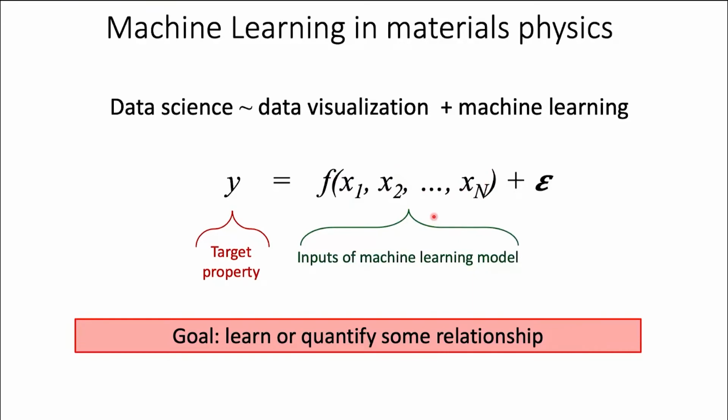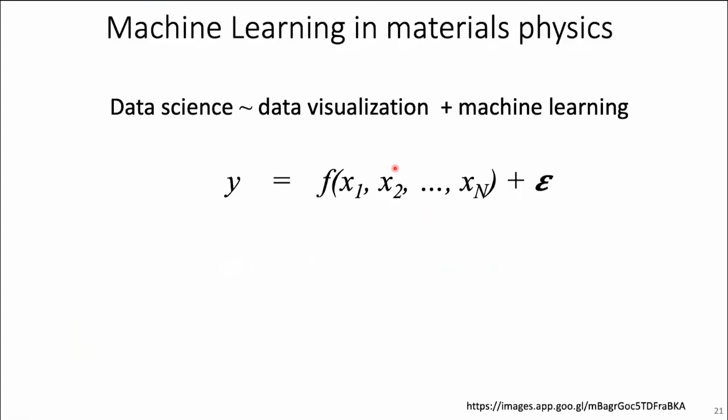And the nice thing about using machine learning for doing this is that this function f of x, you can evaluate very quickly. Whereas the experiment takes some time, and the simulation also takes some time, the function evaluation happens very fast. So the idea is you can make a prediction of a property of a material very quickly just by evaluating this function. Of course, the challenge is to get the right function.